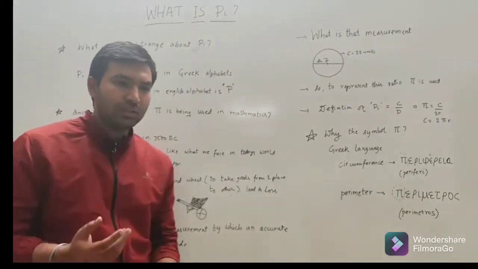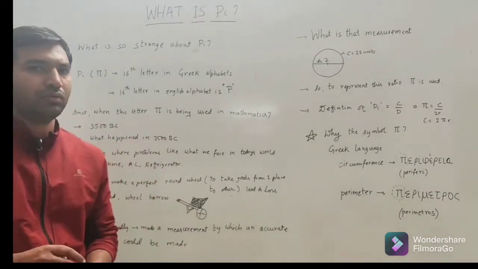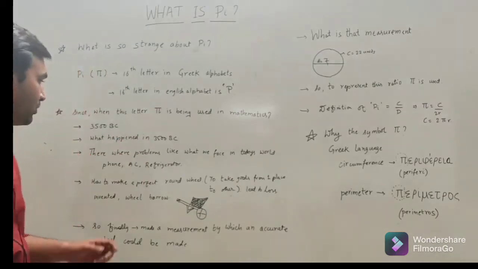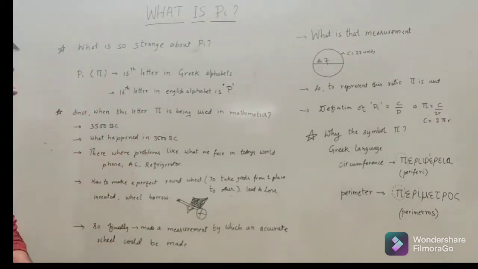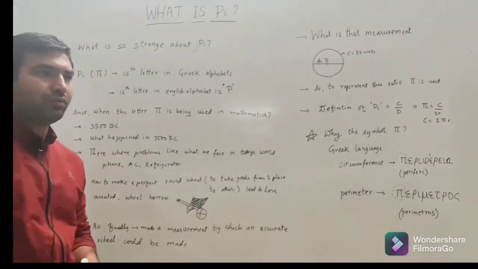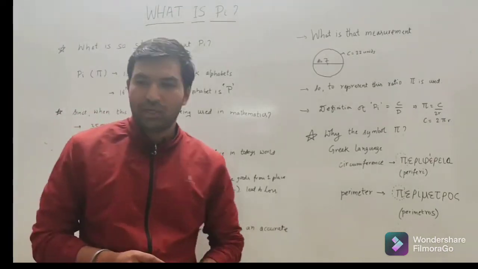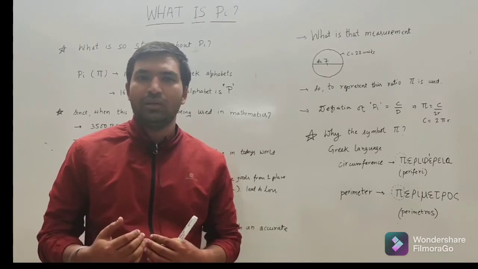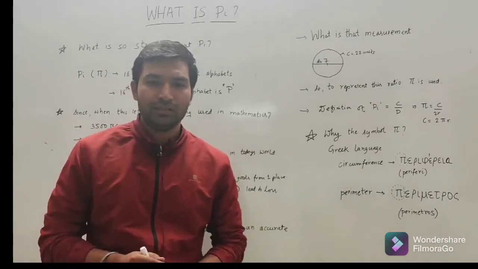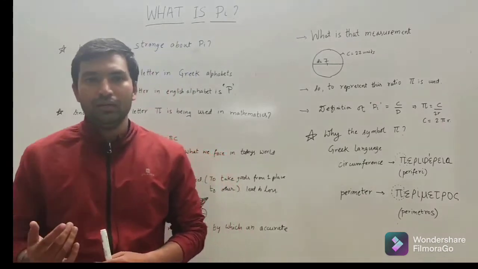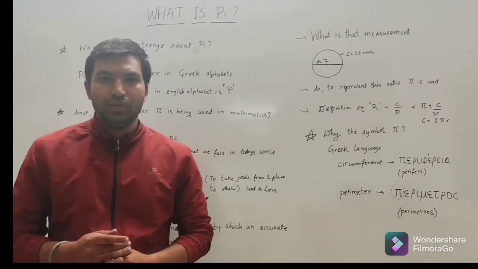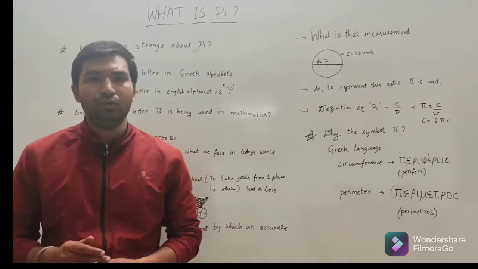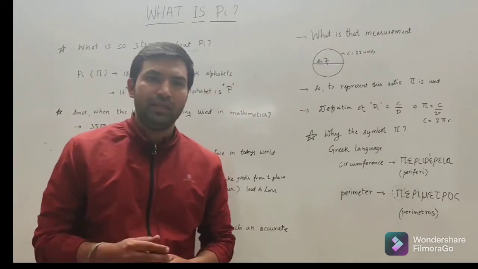So in order to answer this question, let's get back to 3500 BC. Now why is this important? What happened in 3500 BC? So there were problems like what we face in day-to-day life. For example, I'm feeling hot, right? So I'm talking in general. So we created air conditioners. We wanted to communicate, so we invented mobile phones, and so on. One more example could be we wanted to keep the leftover food, so we invented refrigerators.